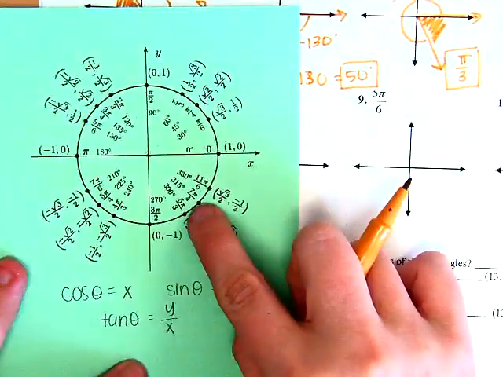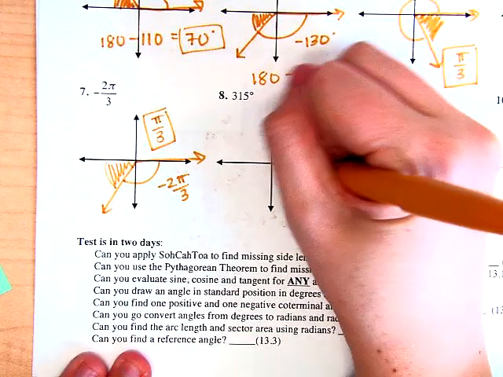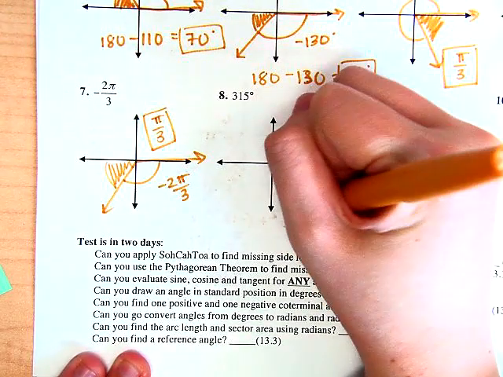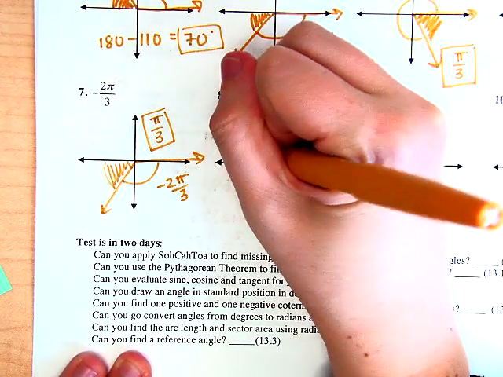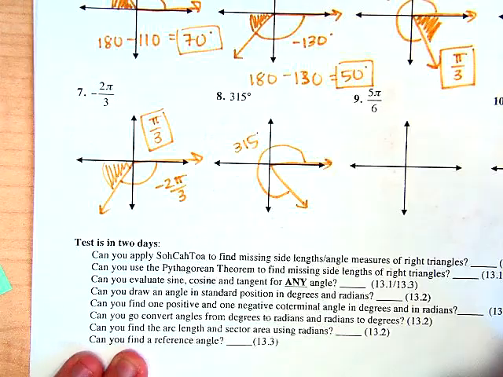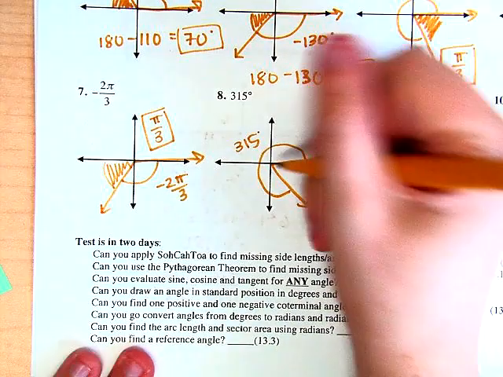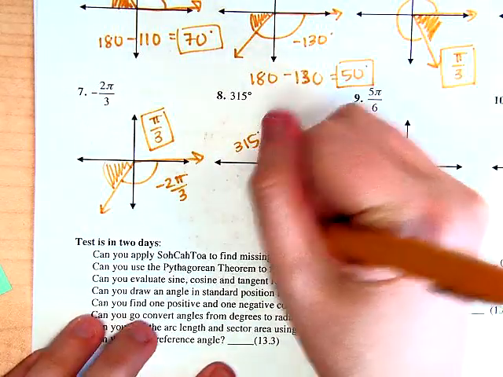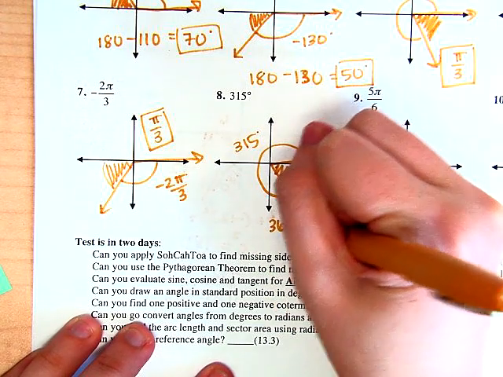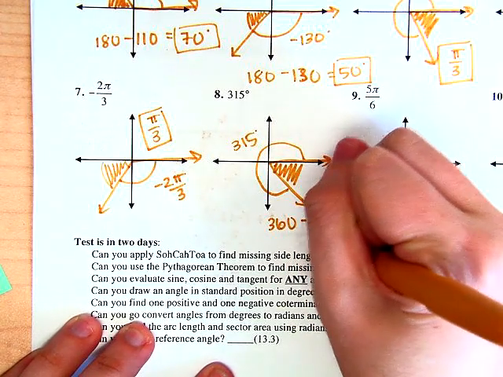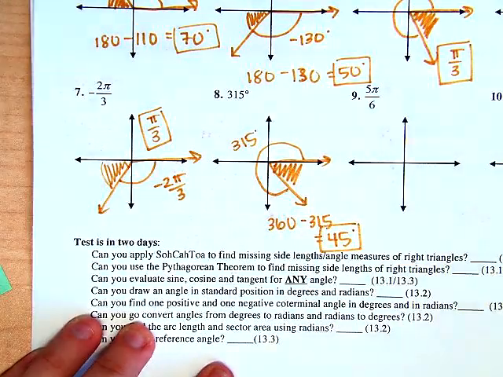315 degrees. Ooh, that's right on my thing. So I start here and go to the middle of quadrant 4. My reference angle would be this one, so it would be 360 minus 315. You should get 45 degrees.